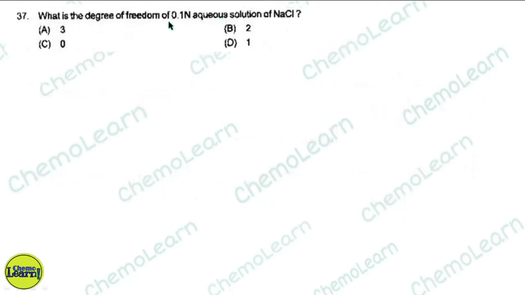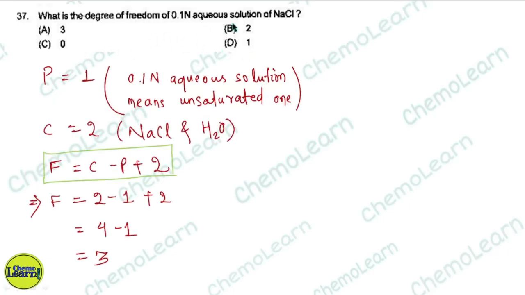What is the degree of freedom of 0.1 M aqueous solution of NaCl? 3, 2, 0 or 1. Here a 0.1 M aqueous solution is given, that means it is unsaturated, so the phase will be 1, because you cannot distinguish NaCl from NaCl solution. Components are 2, obviously NaCl and water. From the phase rule, degree of freedom F equals C minus P plus 2. So 2 minus 1 plus 2, 4 minus 1. So the degrees of freedom will be 3.